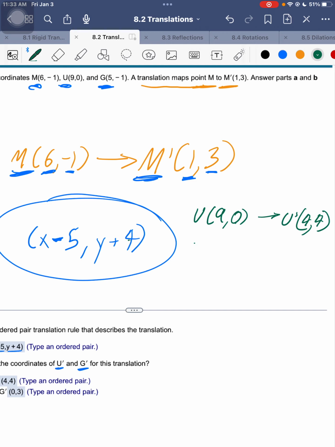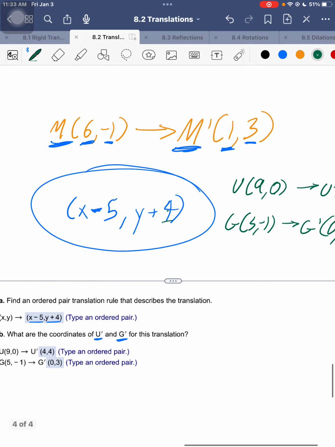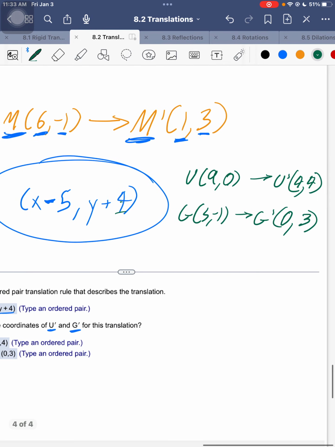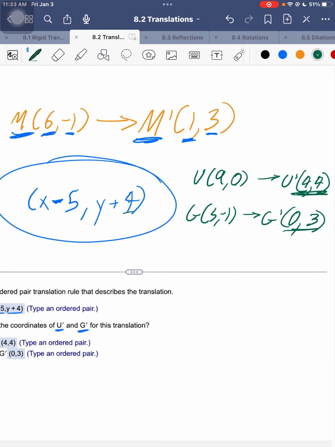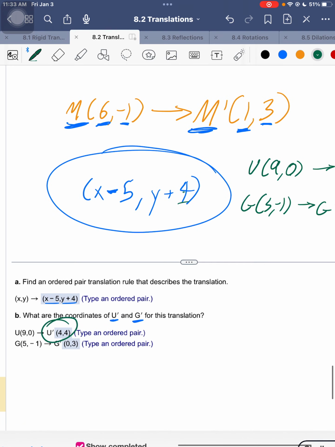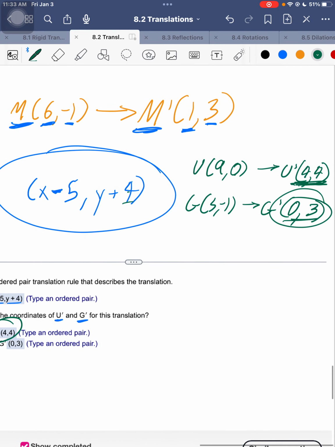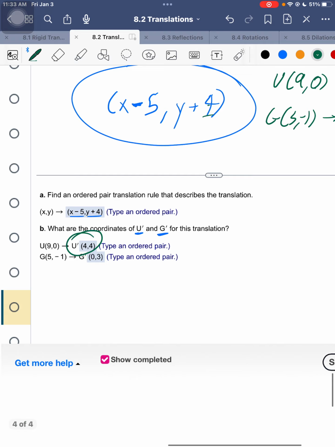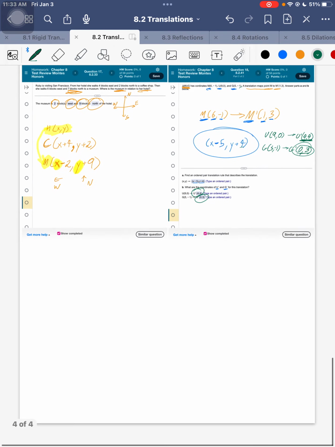And my g is 5, -1. My g prime is, what is 5 minus 5? 0. What is -1 plus 4? 3. And there you go. My u prime is 4, 4. And my g prime is 0, 3. Okay?